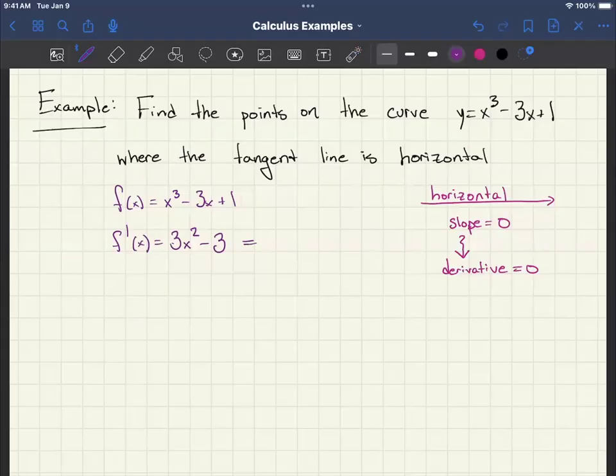And we're going to set that equal to 0 because we need our derivative to be equal to 0 for our tangent line to be horizontal. All right, so the next step is to solve for where this occurs. We're going to set that equal to 0 and solve. Let's pull a copy of 3 out: 3 times x squared minus 1 is equal to 0.